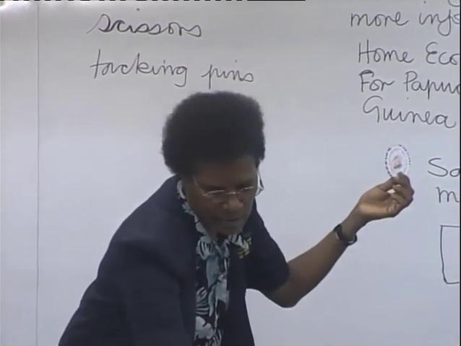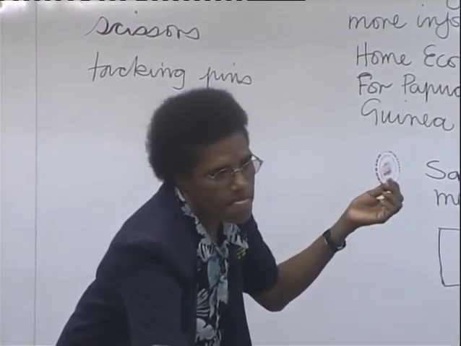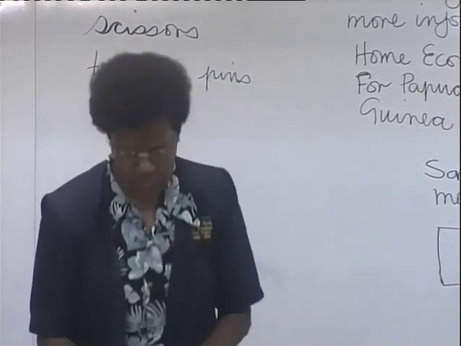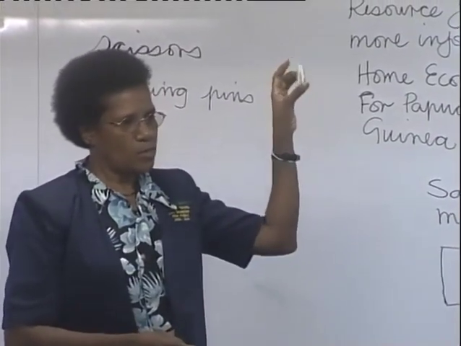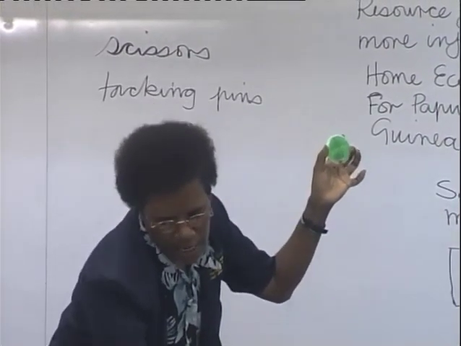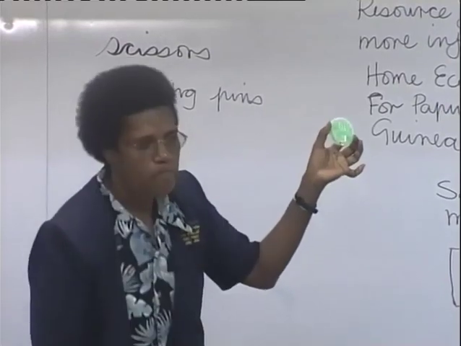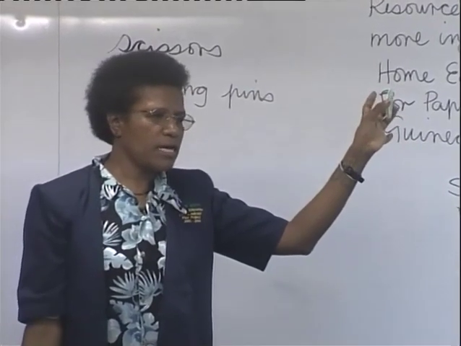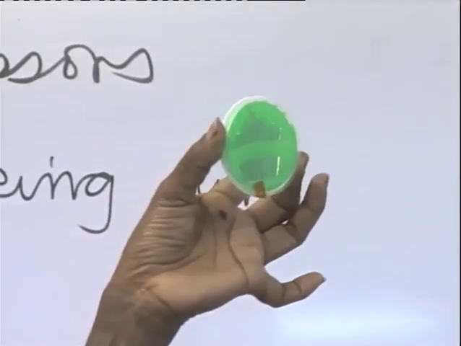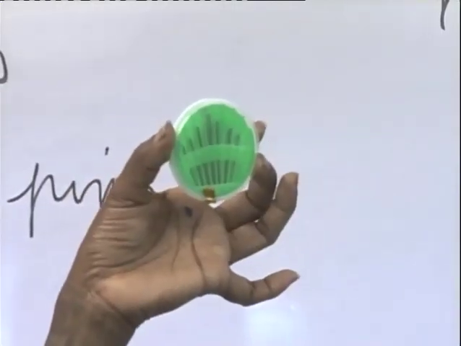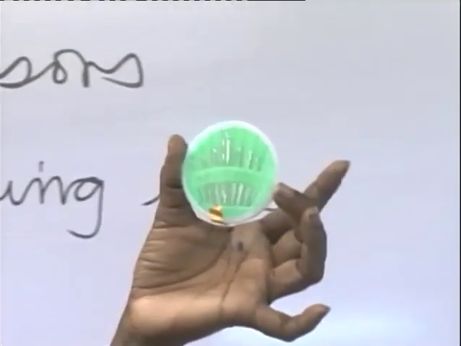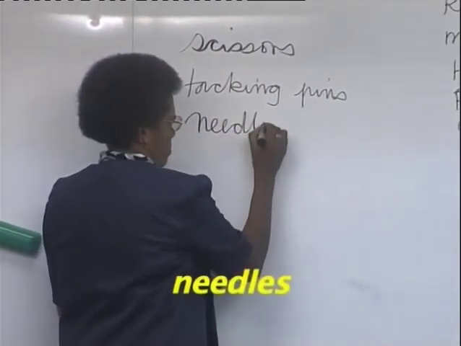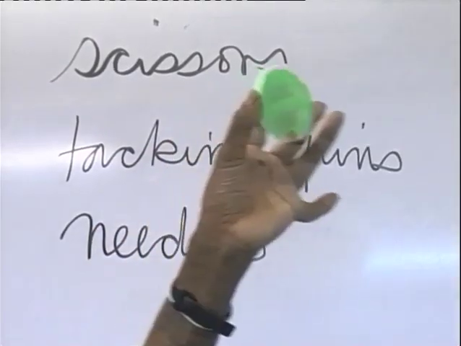Now let's have group 4. What I have here with me, another lot of equipment that is needed in sewing. Together? Needles. Good. Thank you.